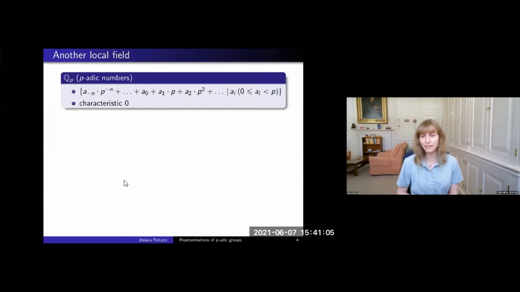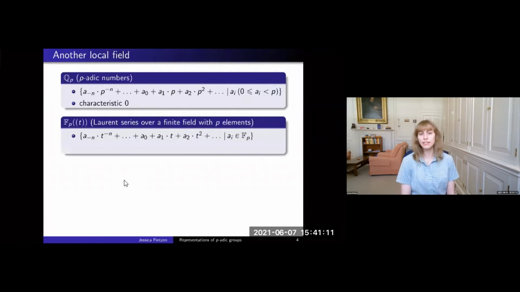But the question is a very, very good question, because there's this tightly related field, which are the Laurent series over a finite field with p elements. So this means we look at Laurent series, which means we have some variable t. We allow finitely many negative exponents, and we can go to infinity for the positive exponents. So it's again power series, but with negative exponents allowed. So we call this Laurent series. And the coefficients are coefficients in the finite field with p elements.